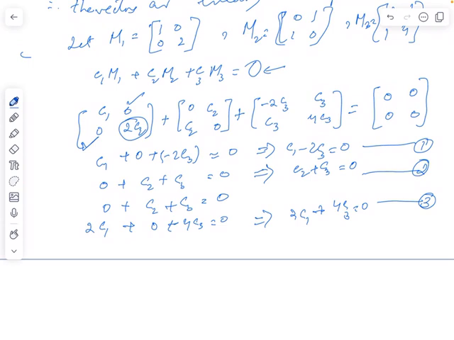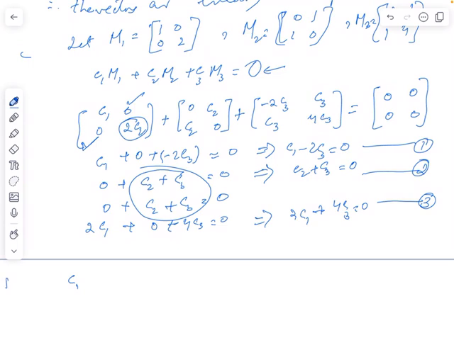Continuing with 1.7, remember last time we were checking if the given matrices M1, M2, M3 are linearly independent or not. So we created these equations. There are 4 of them, but 2 of them are similar, so we just numbered the 3 which are different. So now if I look at 1, I can either use elimination or substitution method. I'm going to use 1 and 3 because both of them are in the same variables C1 and C3.